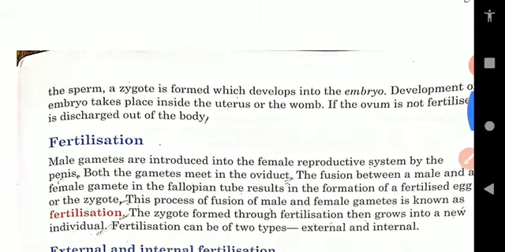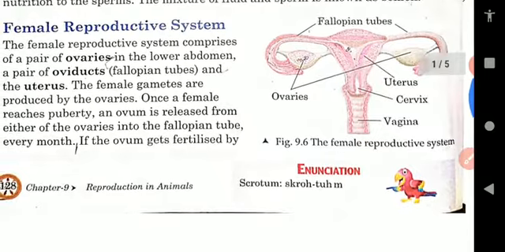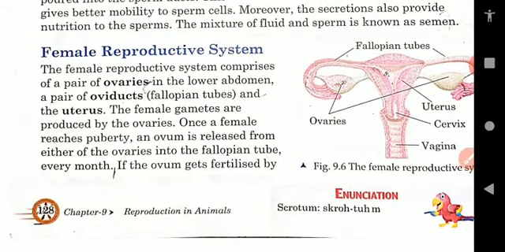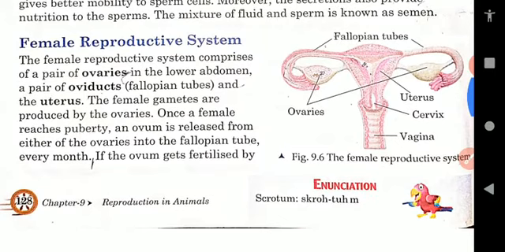Now write it down, note down some questions, bring out your copy. Name the different parts of the human female reproductive system. Second question: draw a neat labeled diagram of the human female reproductive system.